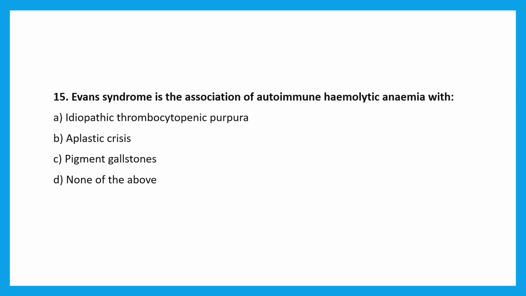So Evans syndrome is actually a specific condition where a patient simultaneously or sequentially develops two autoimmune cytopenias, which are the autoimmune hemolytic anemia and also the immune thrombocytopenic purpura. So we are saying the idiopathic thrombocytopenic purpura is actually the association of autoimmune hemolytic anemia in Evans syndrome. Right.